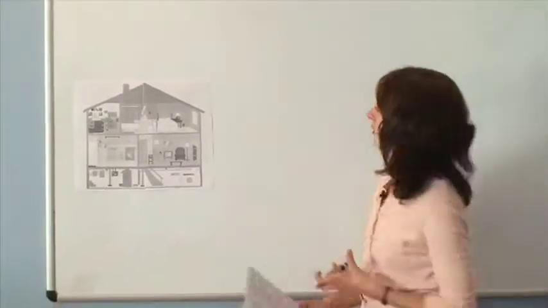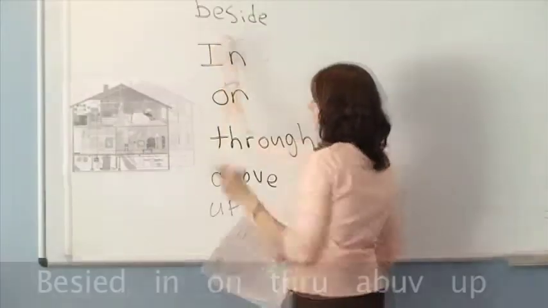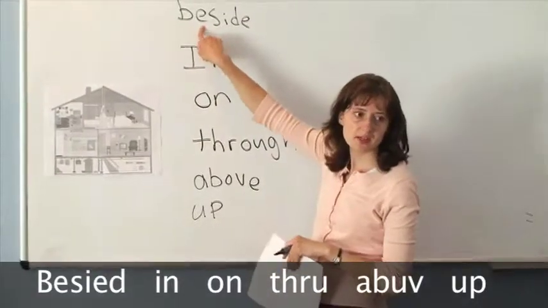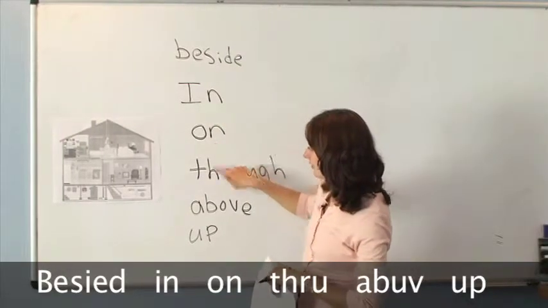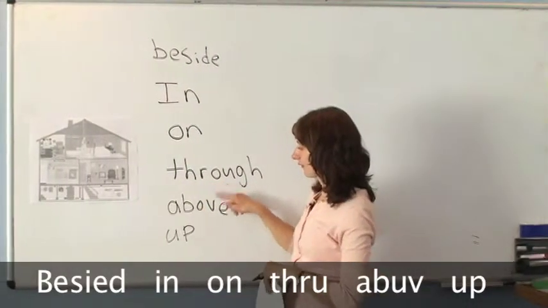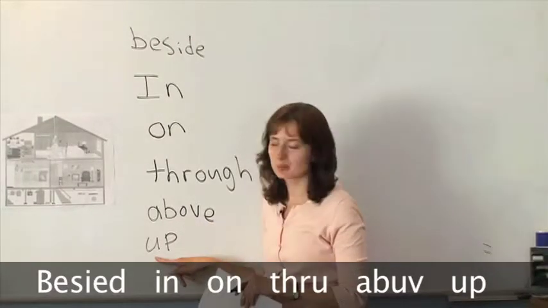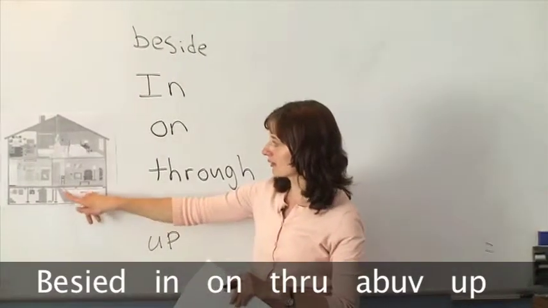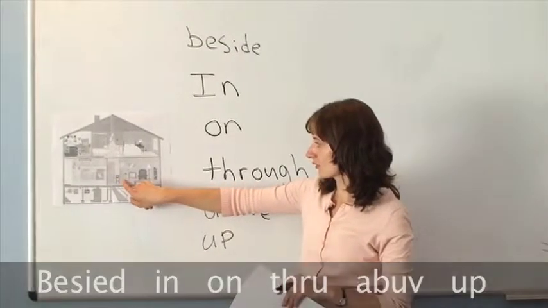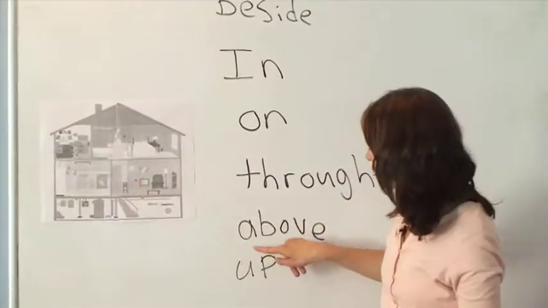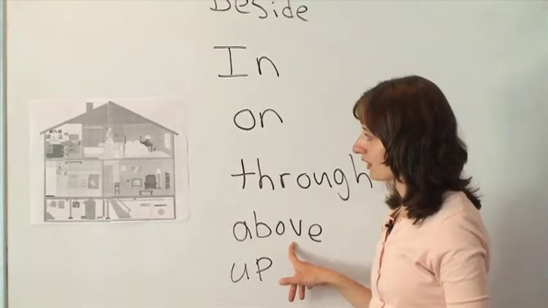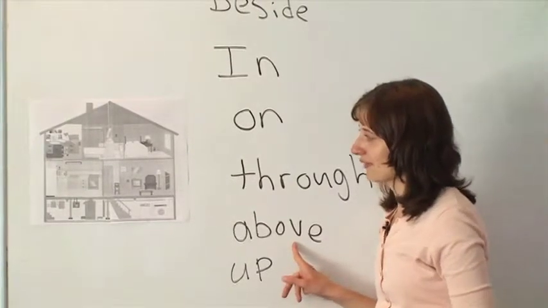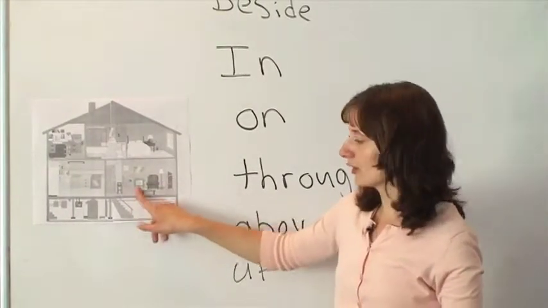So I'm going to write these words up down here. Let's start with these words here. What's this one up here say? Beside. In. On. Through. Above. Up. So you said I had to go up the stairs to get into the living room, right? So how can we use this one? Above. Above the kitchen. So the bedroom is above the living room.